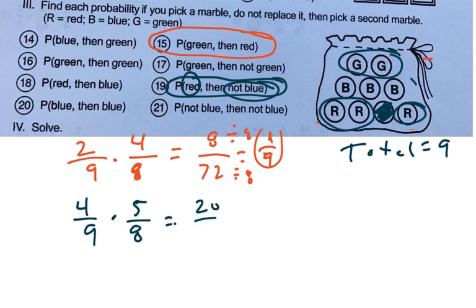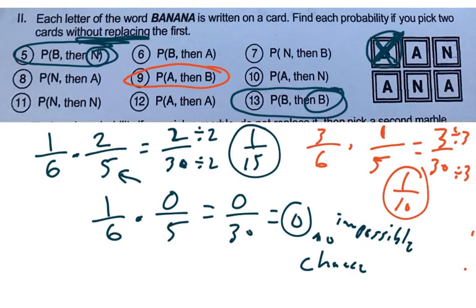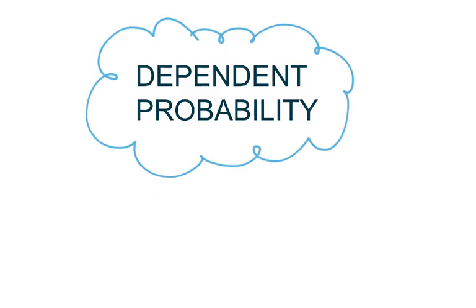So we get 20 out of 72. Let's reduce that. I'm going to start by dividing by 2 here. And that's going to be 10 out of 36. Let's divide by 2 again. That's 5 out of 18, and that can't be reduced anymore. So guys, hopefully you're now understanding dependent probability, okay? The more realistic life kind of probability.